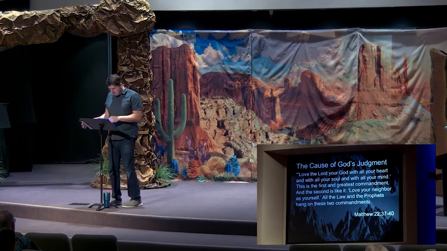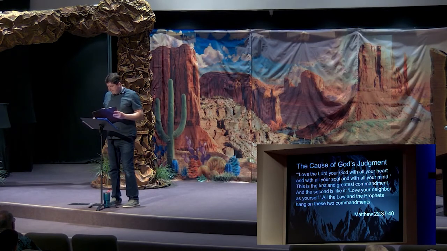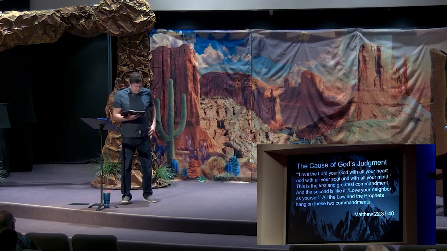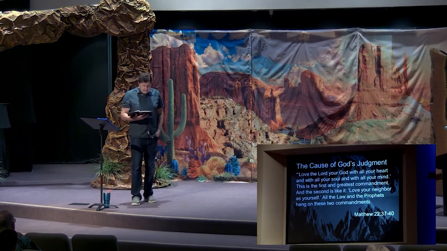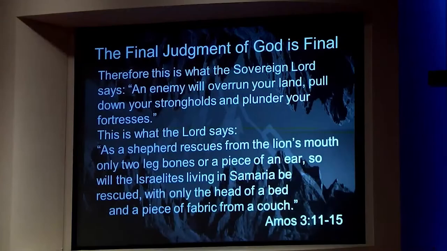So let's look at chapter 3 first, and we'll see our second point, that the final judgment of God is final. The final judgment of God is final. And I'll read Amos 3:11 through 15. Therefore, this is what the Sovereign Lord says. An enemy will overrun your land, pull down your strongholds, and plunder your fortresses.